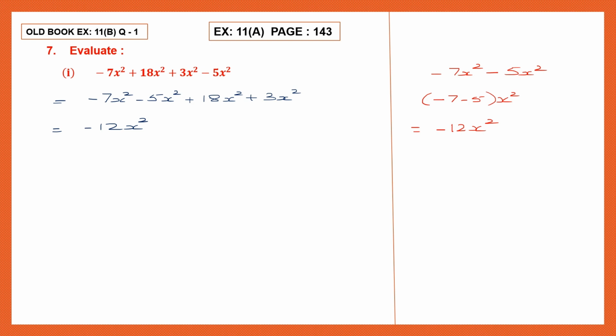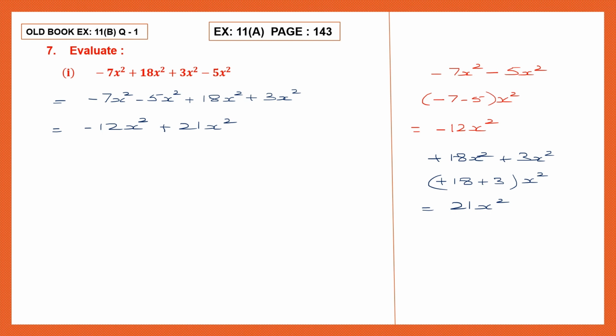Let's go to the next one. We have plus 18x square plus 3x square. So here also let's take only the numbers plus 18 plus 3. These are the numerical coefficients and let's put x square outside. Now here look at the signs. The signs are the same, plus and plus. So 18 plus 3 is 21 and we write the x squared there. So here what do we have? Plus 21x square. So now here we have minus 12 x square plus 21 x square.